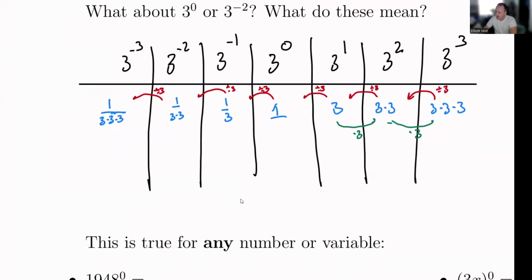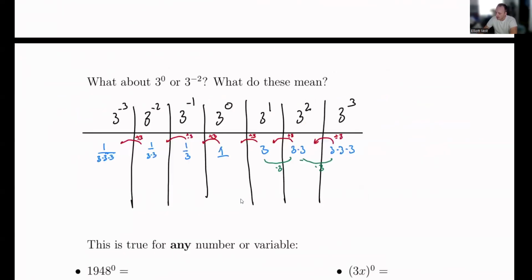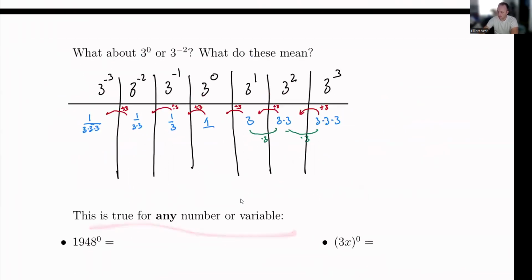Okay, it's the same thing for any number or variable. So if I did the same thing with a, right? Let's just go a to the 1, a to the 2, a to the 3. A to the 0 is also equal to 1, right? Because I'm dividing by a, any number to the 0 power ends up being 1. Because if I start with a to the 1 and then divide by a to get to a to the 0, it cancels.